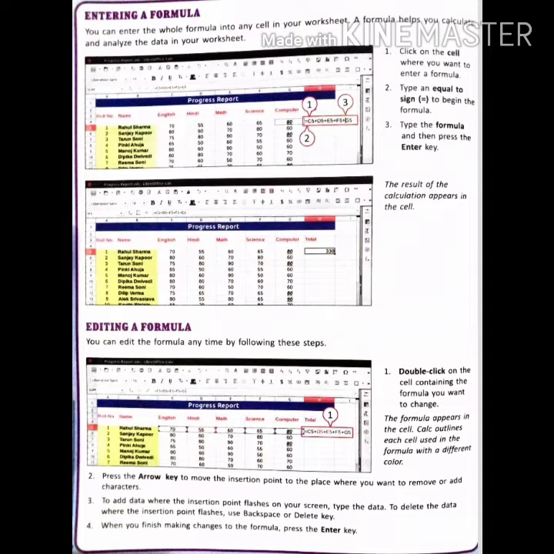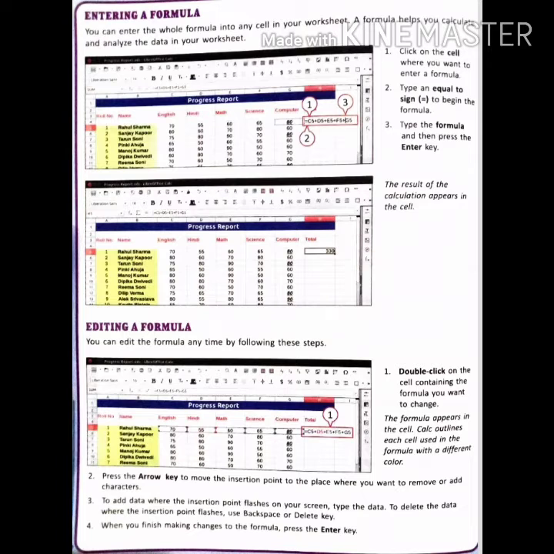Entering a formula. You can enter the whole formula into any cell in your worksheet. A formula helps you calculate and analyze the data in your worksheet. First, click on the cell where you want to enter a formula. Second, type an equal to sign to begin the formula. Third, type the formula and then press the Enter key. The result of the calculation appears in the cell.